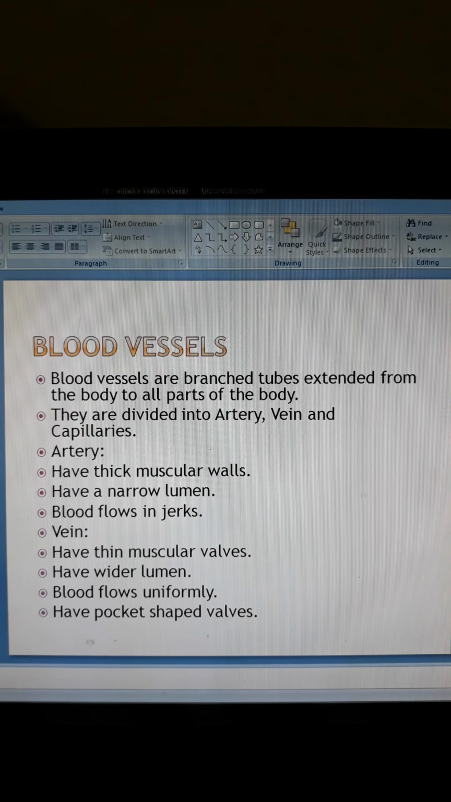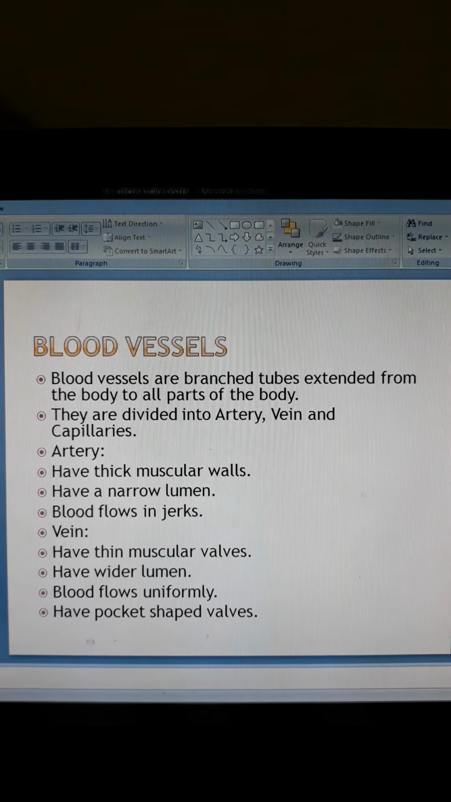We are doing the chapter circulatory system and today's topic is blood vessels. Blood vessels are highly branched tubes or channels, we can say, through which blood circulates in the body. Now there are three types of blood vessels: the arteries, the veins and the capillaries. We will talk about these one by one.